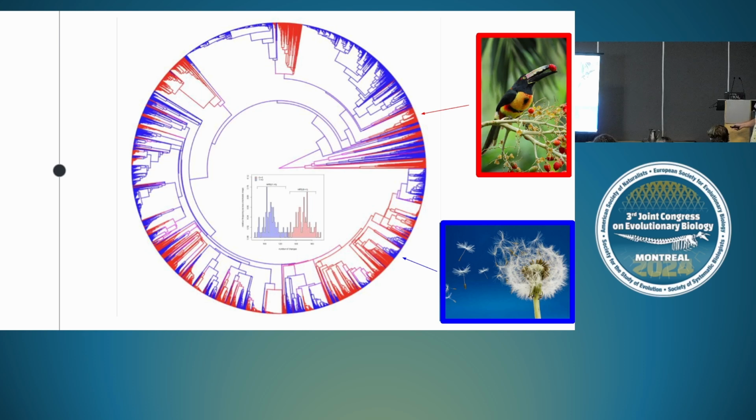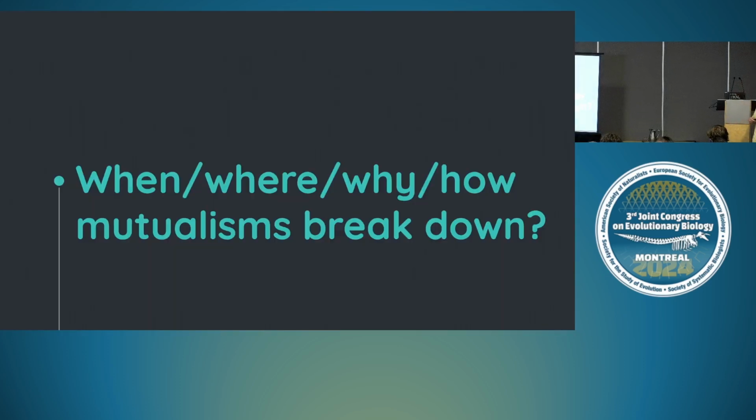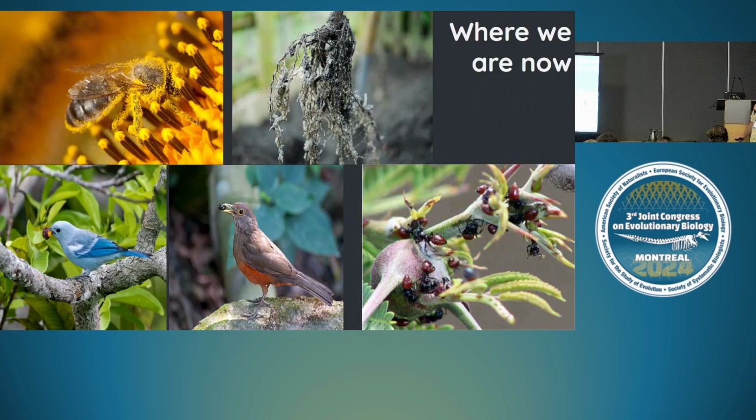So we can see there are many changes between abiotic and biotic types of seed dispersal in this case in particular. So I think it's also very important to understand when, why, and where they break down. So the major goal of this project is to understand a little bit of when, where, why, and how these mutualisms break down across the plant tree of life. And how are we going to do that?